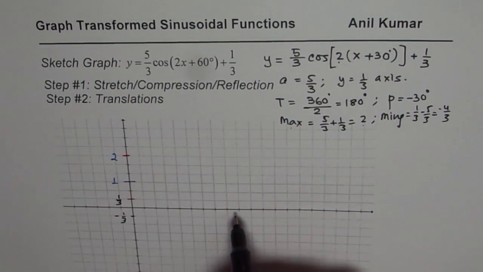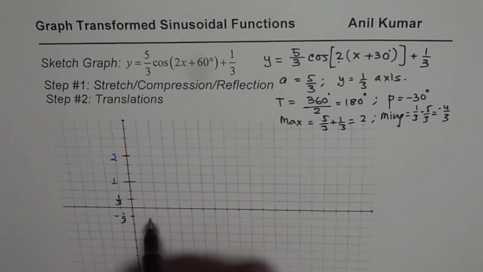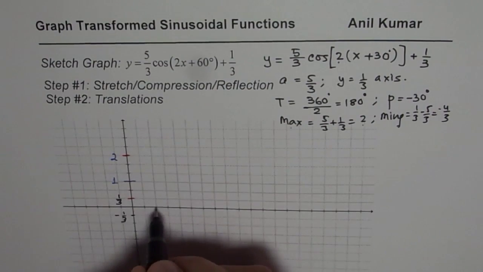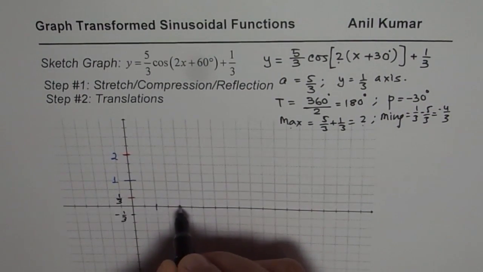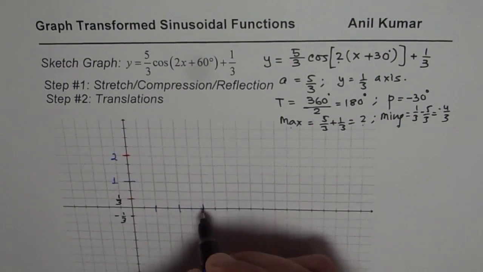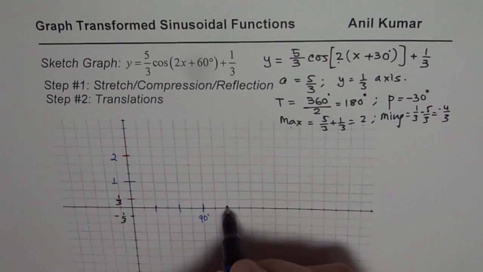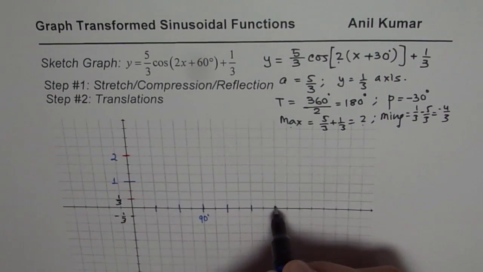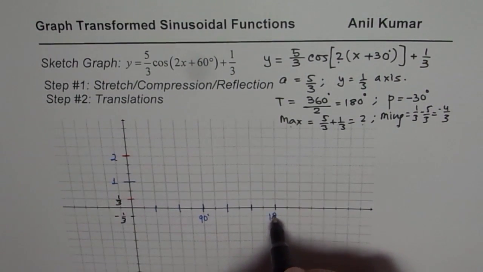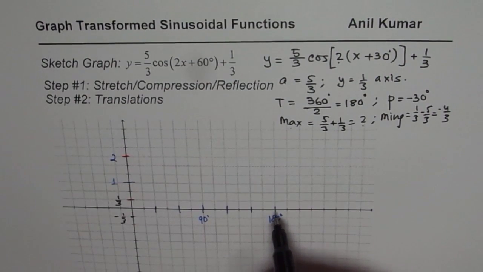Now on the horizontal scale, we want 180 degrees. So we could go by 30, 60. Let's have 2 divisions as 30. So 30, 60, 90, right? So this becomes 90 degrees for us. And then again 30, 60, 90. So that becomes 180 degrees, correct? So we have 180 degrees as our time period.